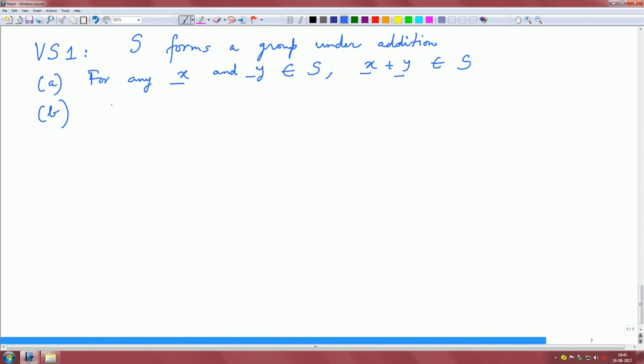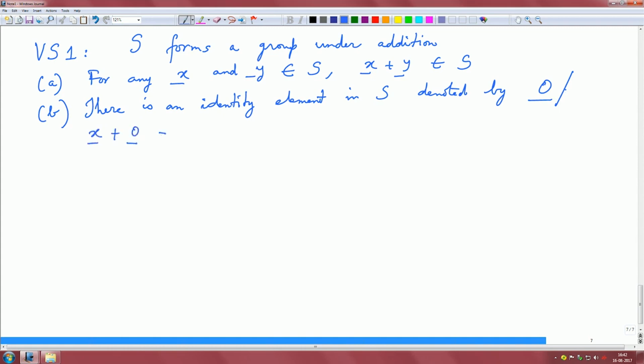B, there is an identity element in S denoted by this null vector 0, such that x plus 0 is 0 plus x, which is x. This is basically the identity element, 0 is basically the identity element for this.